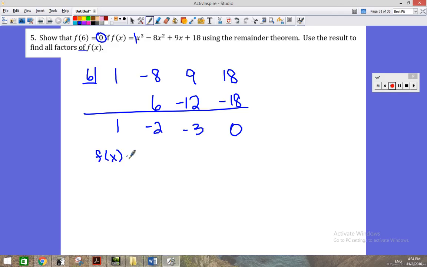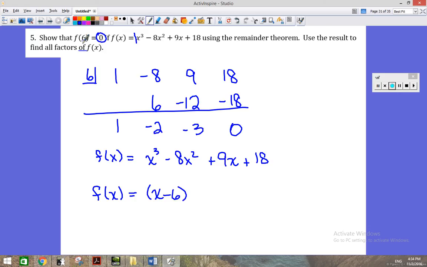Well, what that allows me to do is to factor this f of x. We know that we have this x cubed minus 8x squared plus 9x plus 18. And now with this piece of information and the synthetic division, I know that I can factor this to x minus 6, because the 6 minus 6 gives me a 0. And then here, if you go in the reverse order, this is your remainder. That's your constant term, your x to the first, your x to the second. So I've got 1x squared minus 2x minus 3.